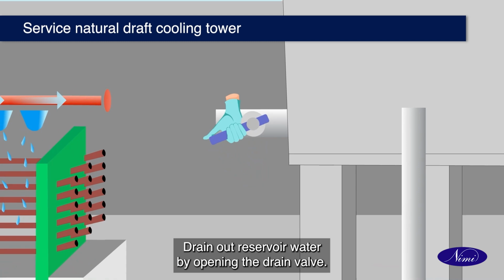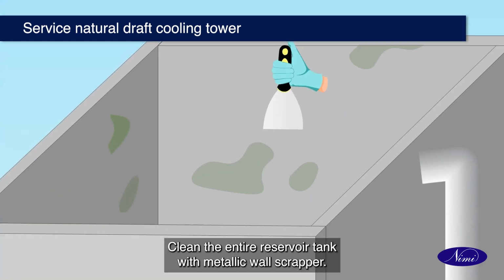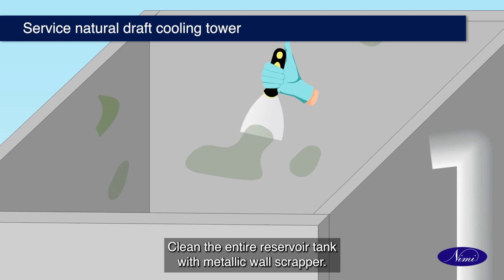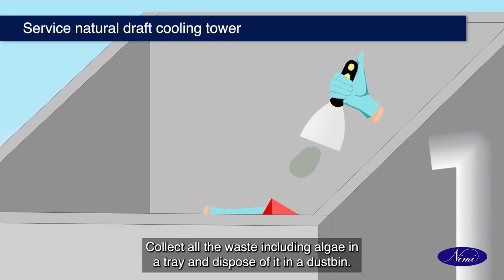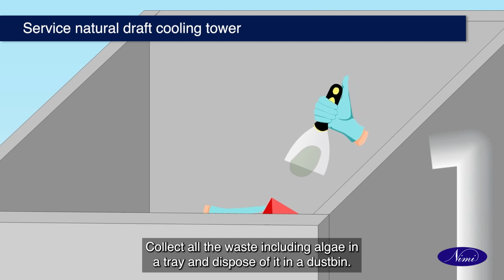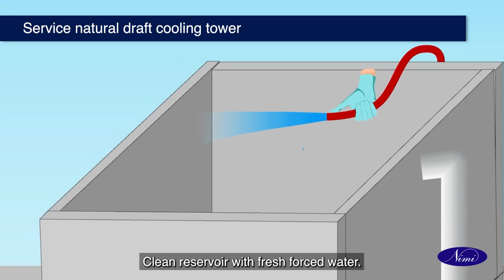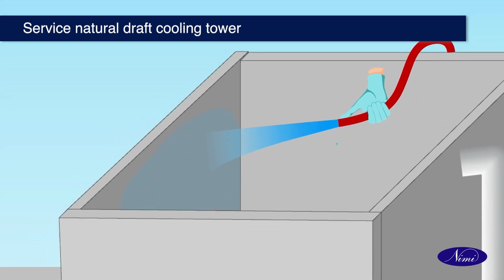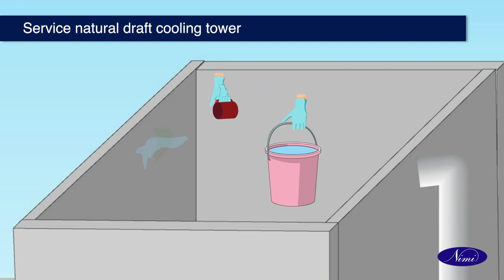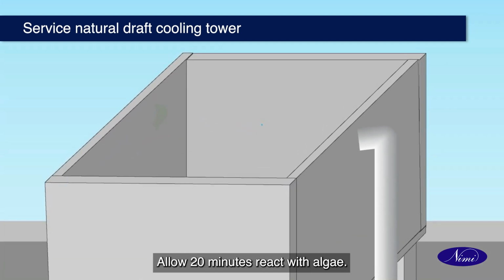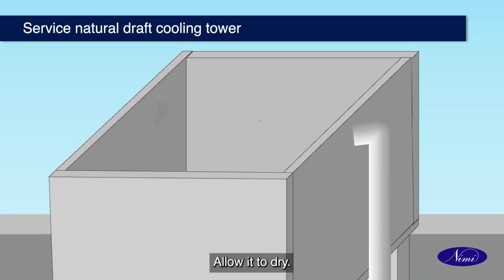Drain out reservoir water by opening the drain valve. Clean the entire reservoir tank with metallic wall scraper. Collect all the waste including algae in a tray and dispose of it in a dustbin. Clean reservoir with fresh forced water. Make diluted caustic soda solution and splash it. Allow 20 minutes to react with algae. Wash with forced water. Allow it to dry.